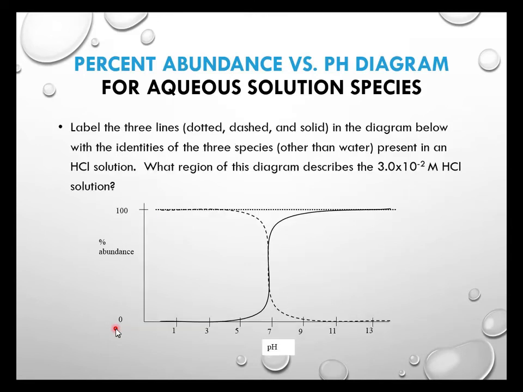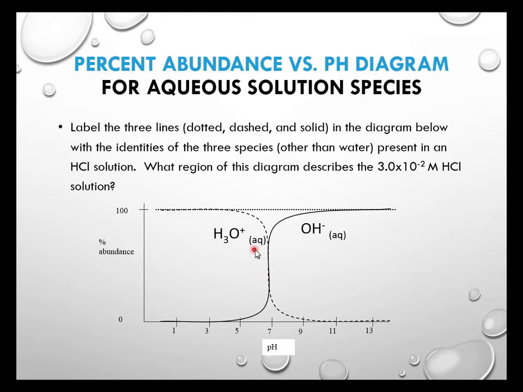So now I'd like you to look at your results from that 3 times 10 to the minus 2 molar HCl solution and try to label all 3 lines in this diagram. Go ahead and pause the video and fill in your own sheet, your own handout. All right, how did this one go?